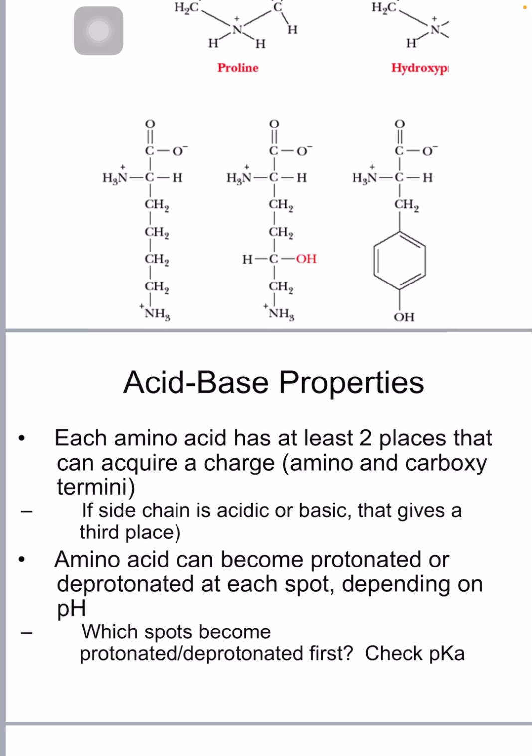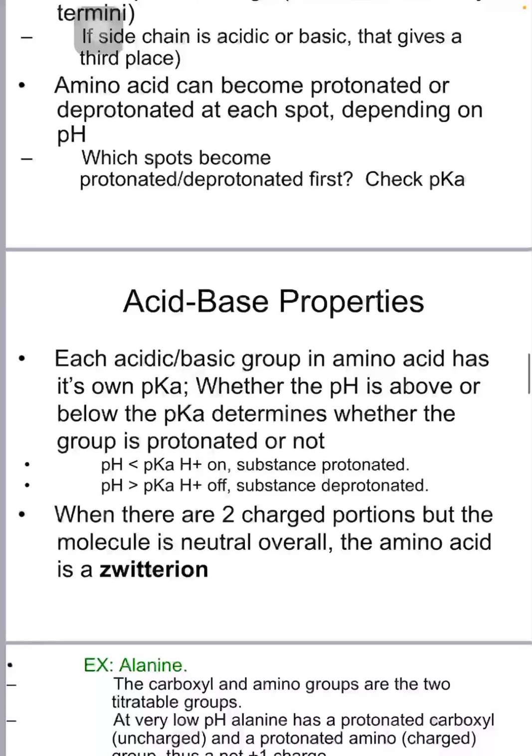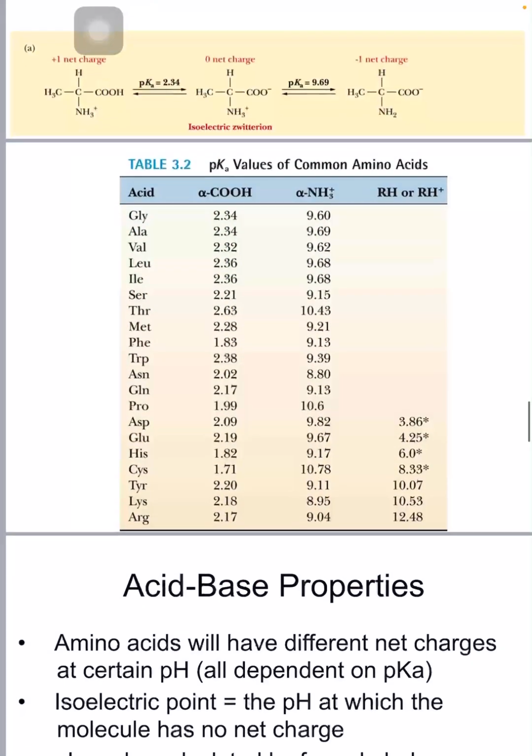There's going to be at least two places where it can acquire a charge, sometimes a third place, all right? Whenever you're in doubt as to which ones will protonate or deprotonate first, check your pKa. And skipping down a little bit, here are the amino acids and the pKa values for each of their common groups that will either accept or donate protons, right? So glycine, for example, you see there's only two spots, the carboxy terminus and the N-terminus. You go a little further, though, and you see that aspartic acid, ASP, has three. It's got the C terminus, the N terminus, but it's also got that extra carboxy group in its side chain. So that's a third spot, and you have a third pKa, right?